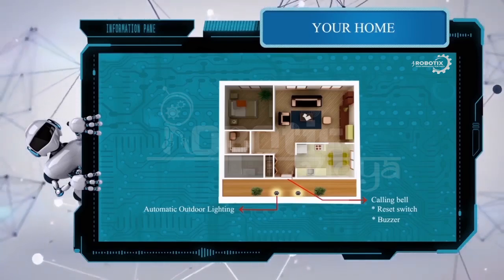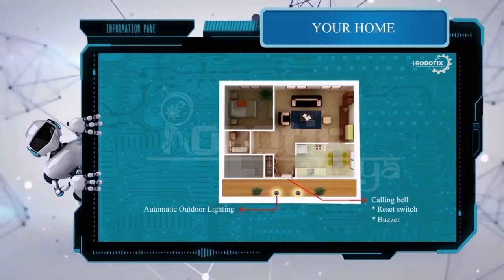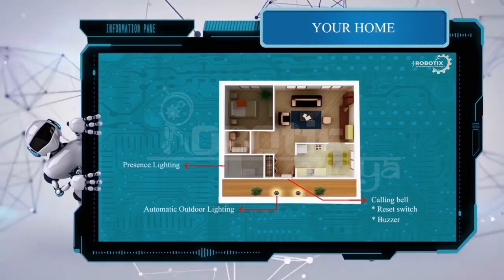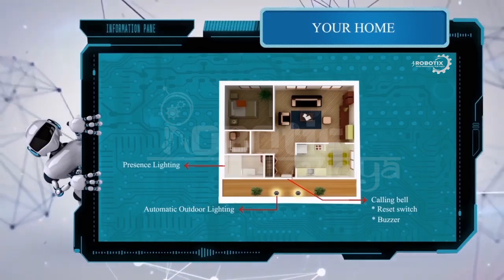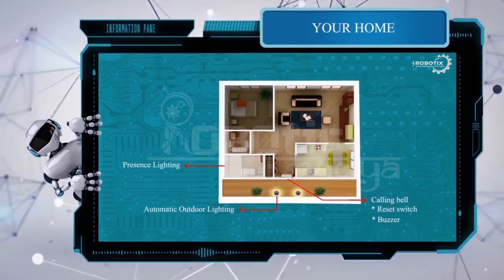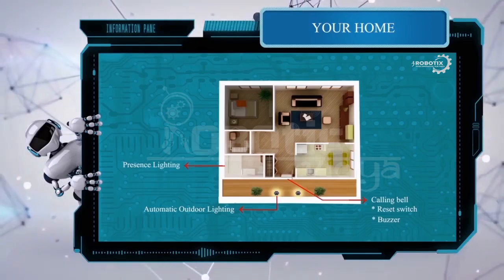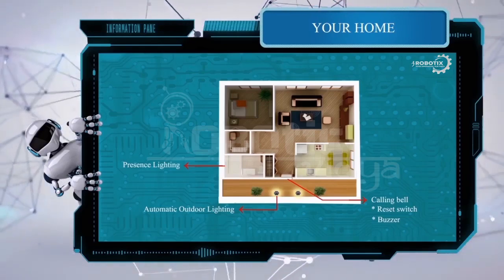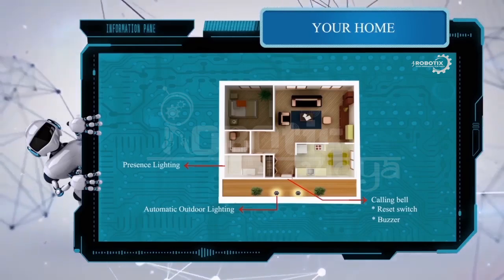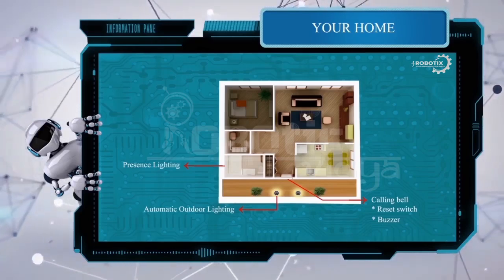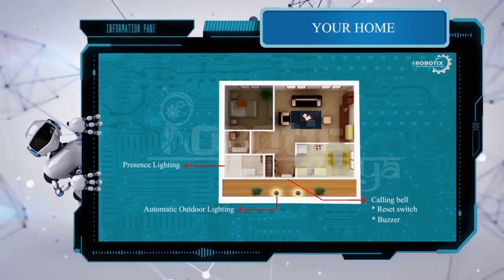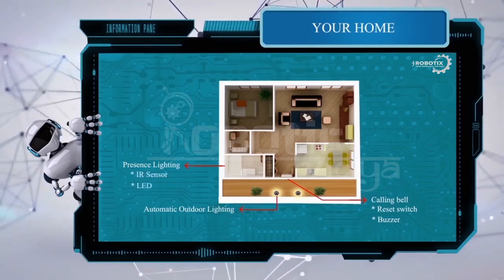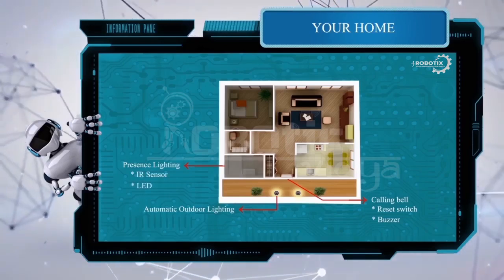The next one is your infrared sensor based light. We can call it presence lighting, that is when you are present, the light will go on. So where shall we put this? Shall we put it into your restrooms? It's the most appropriate place. How many times have you forgotten to switch off the light in your restroom? So now put infrared sensors there, which will turn off your lights automatically when you come out.